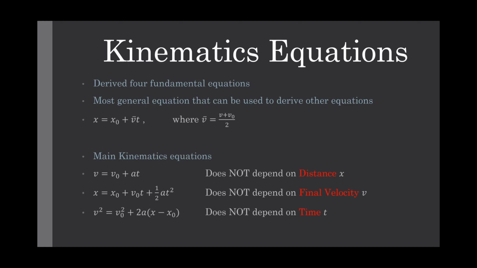Third equation, v squared equals v naught squared plus 2a times x minus x naught. Now this equation does not depend on time. So in your problem, if time is not provided, one can use this equation in order to find the required quantities. Now remember, more than 2 quantities might not be given. So you may have to individually select the appropriate equation.